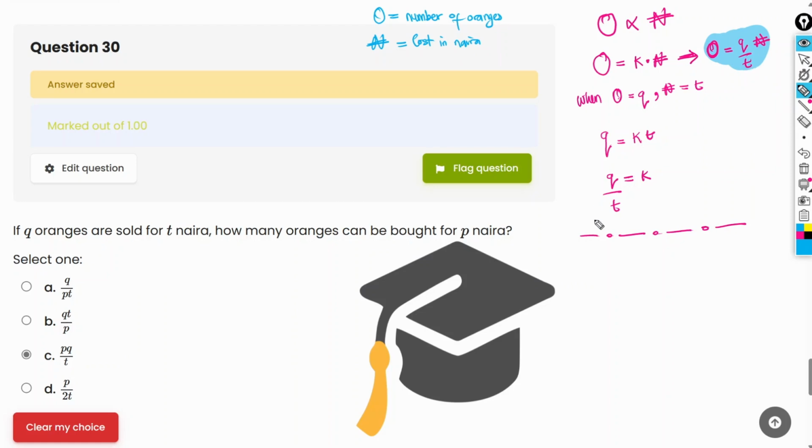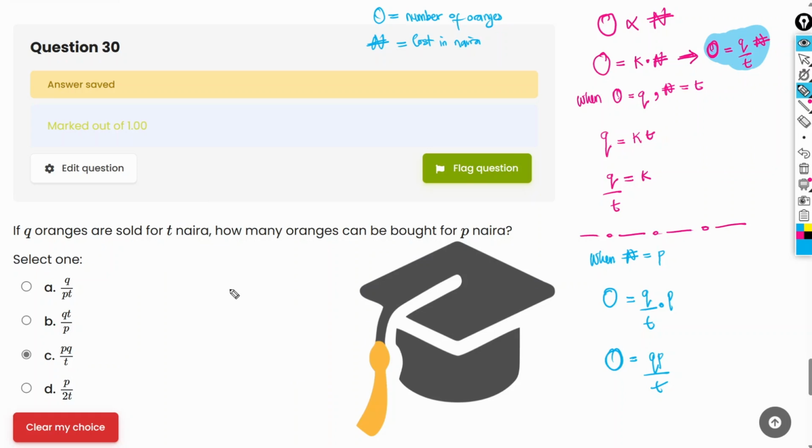Now we are asked for when, given this relationship, your amount is what? P. So we can just plug in P there, right? So I'll have O, the number of oranges, would be equal to Q over T times what? Times P. Again, I'm just plugging it into this relationship, right? So that means that O, number of oranges, would be QP over T. All right, QP over T, that's option C.